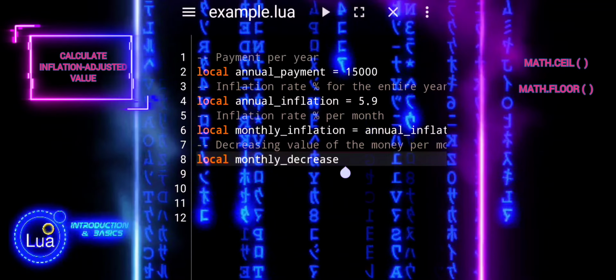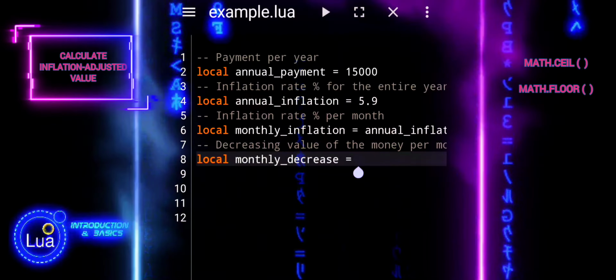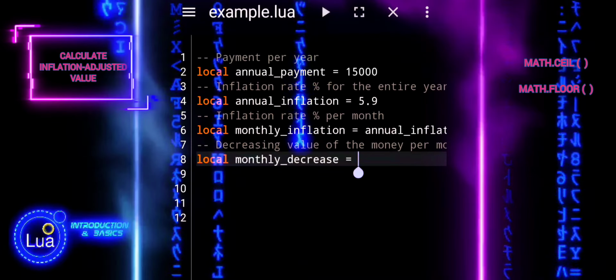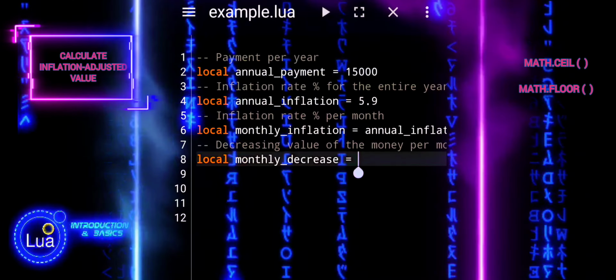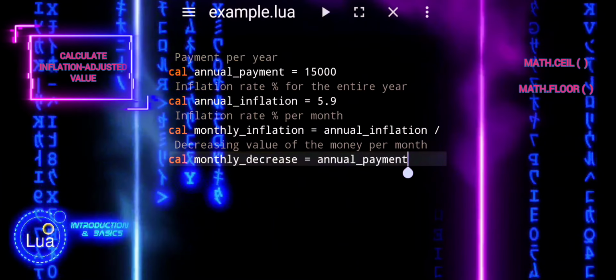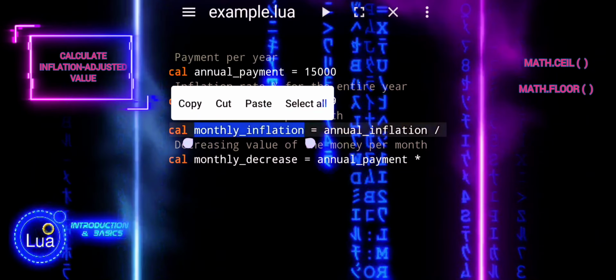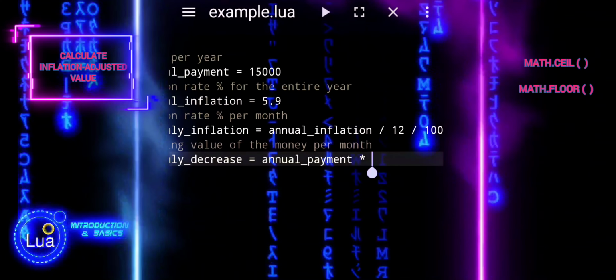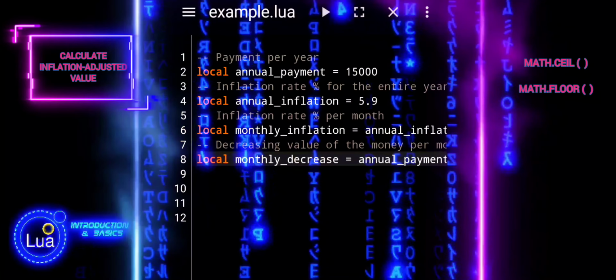Next, our code calculates the decrease in the value of money per month. Multiplying the annual payment by the monthly inflation rate calculates the amount by which the value of the money decreases each month. For example, if the annual payment is $15,000 and the monthly inflation rate is 0.49, it means that the value of the money decreases by approximately $73.50 each month due to inflation.